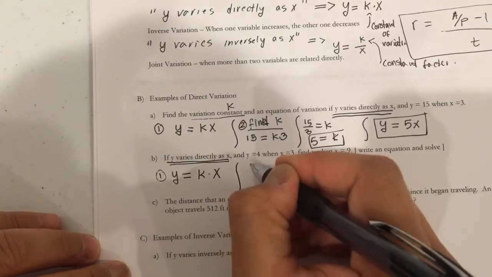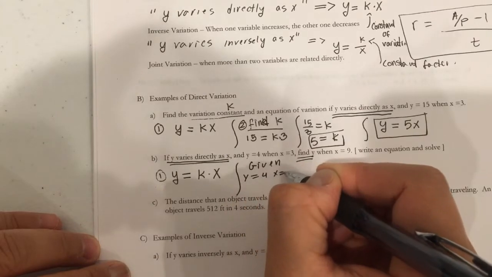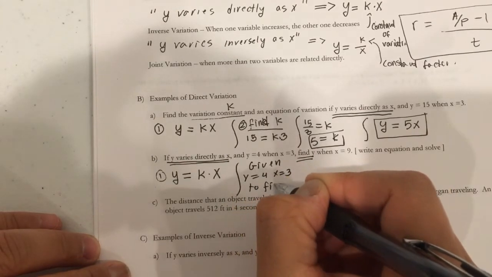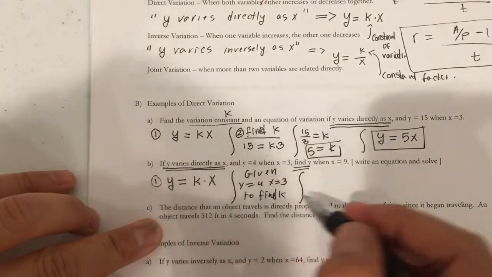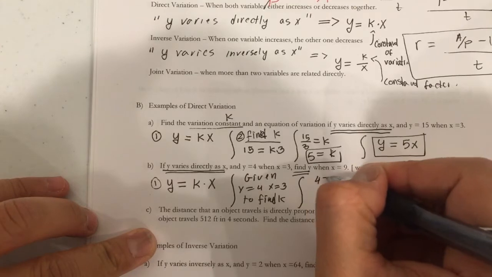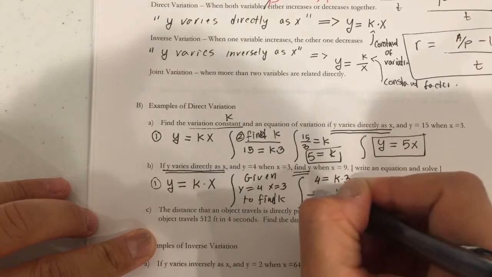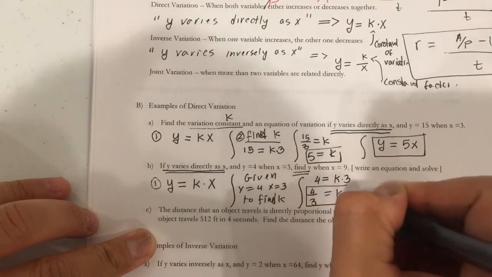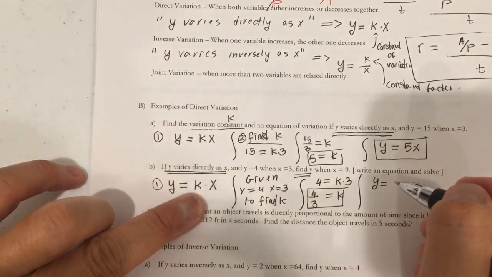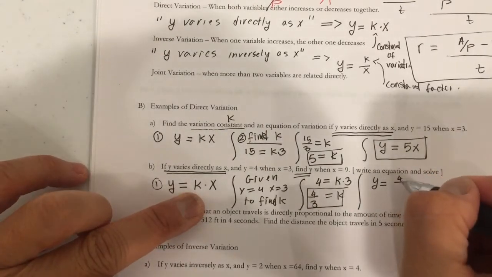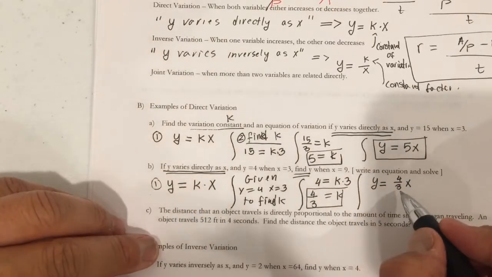And then the next thing we do is we use the given information to find k. So to find k, we plug it in here, which gives 4 equals k times 3. So therefore k equals 4 over 3. Once we found that k equals 4 over 3, we replace k with the value that we have found. So this is our direct variation equation.